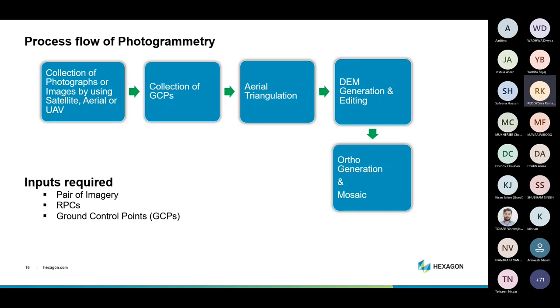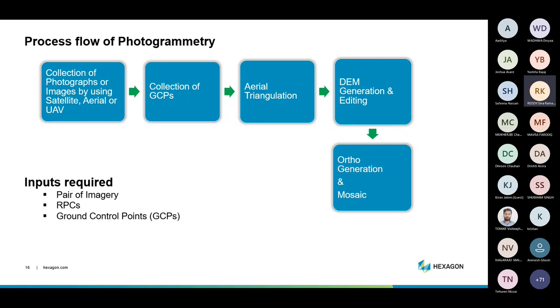Then we require the RPCs. Generally, when it comes to satellite imagery, it is called RPC values. When it comes to aerial imagery, we call it interior orientation. Then finally, we require the ground control points. These three are the inputs required to create one photogrammetry project.